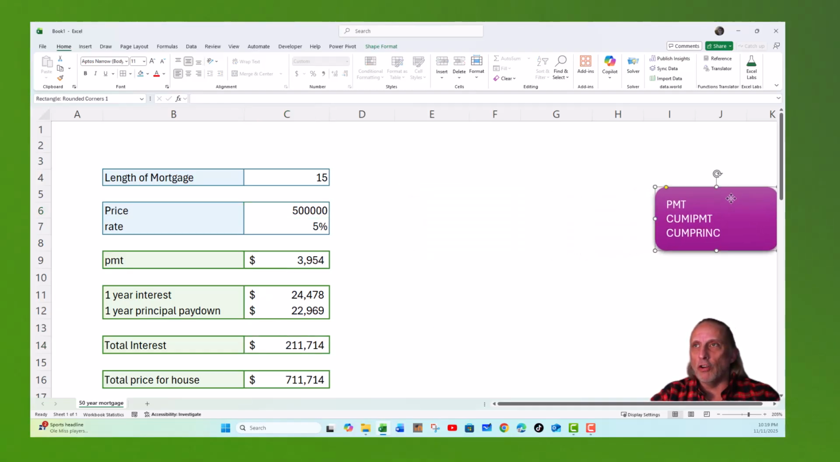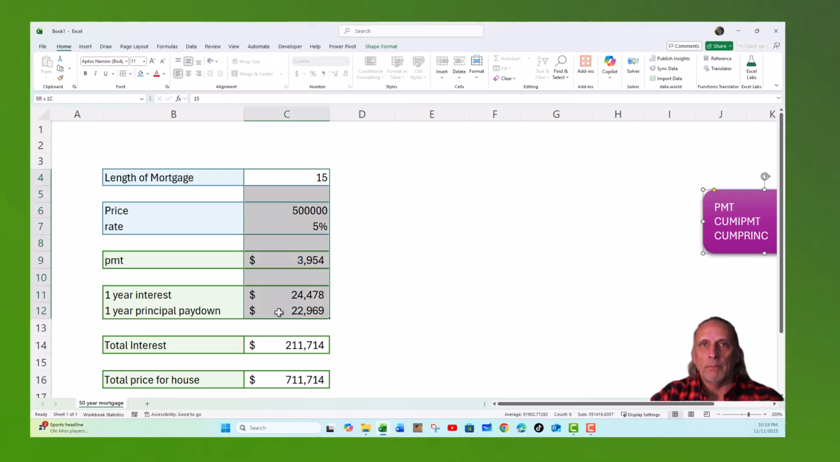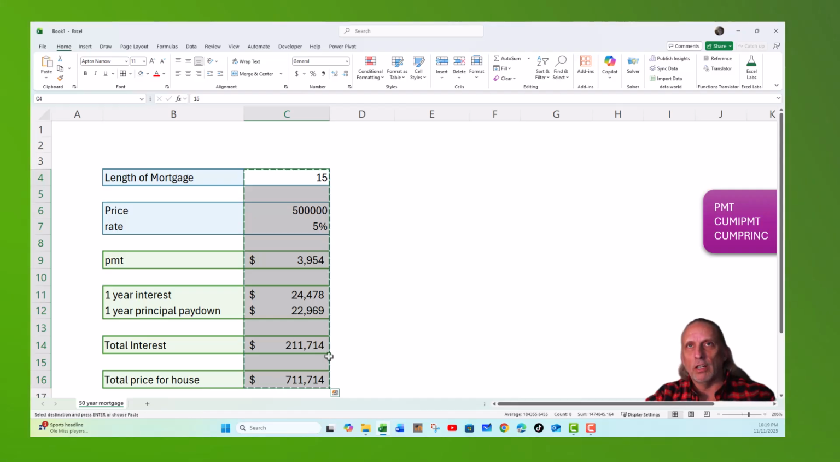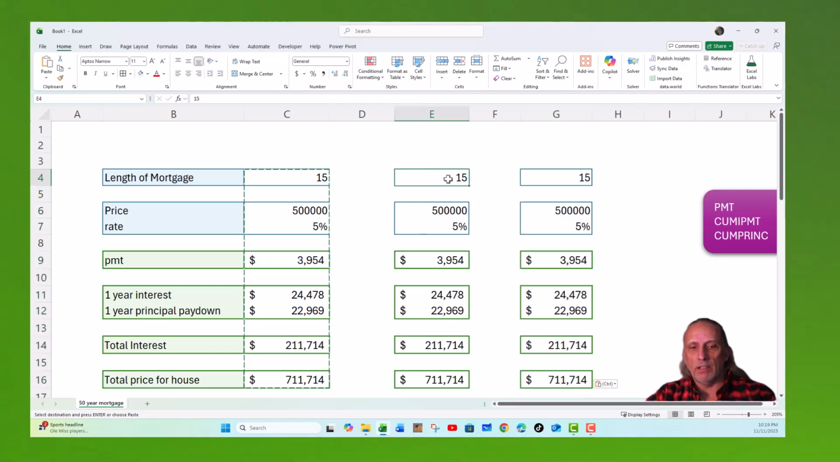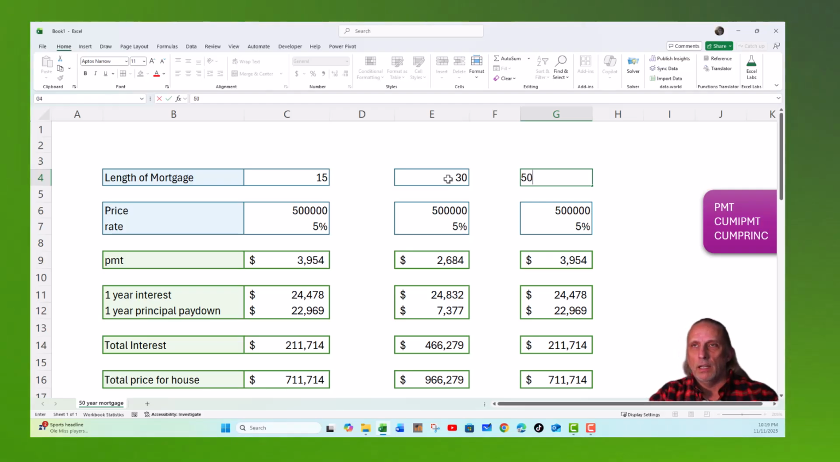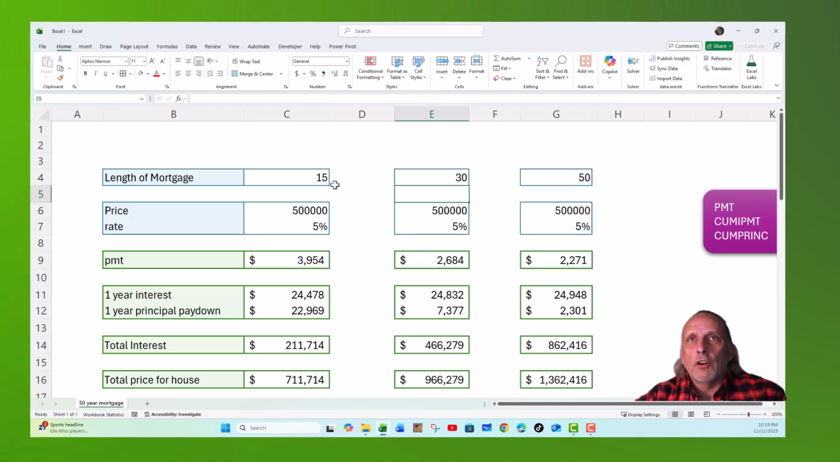So let's move this over and let's compare the 3 models of mortgages we're looking at. So I'm going to copy this over into E and G. And now I will make this the 30-year mortgage and the last column the 50-year mortgage. So looking first at the 15 versus the 30, most people in America have a 30-year mortgage. It's kind of has that balance of affordability and being able to pay it down and make some progress.